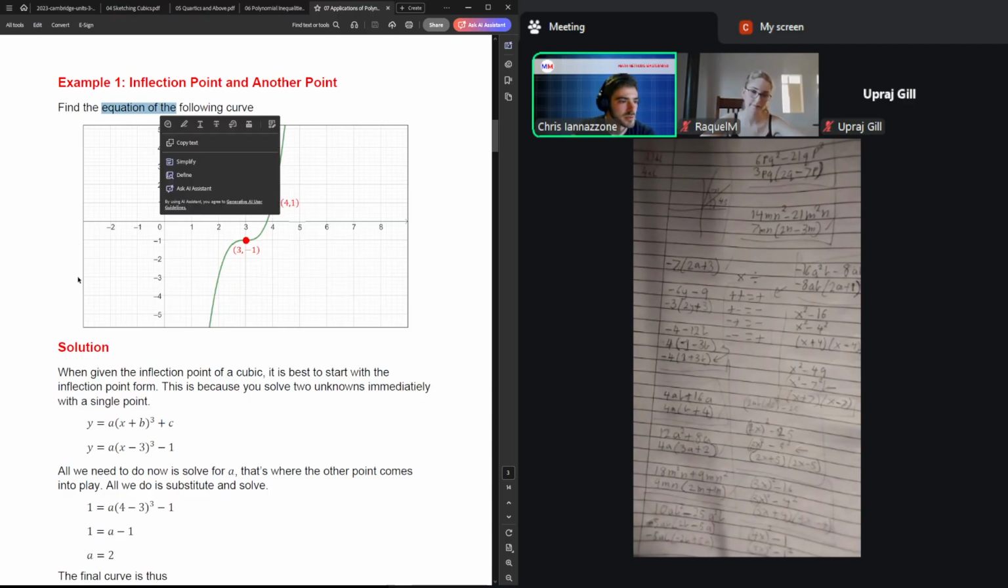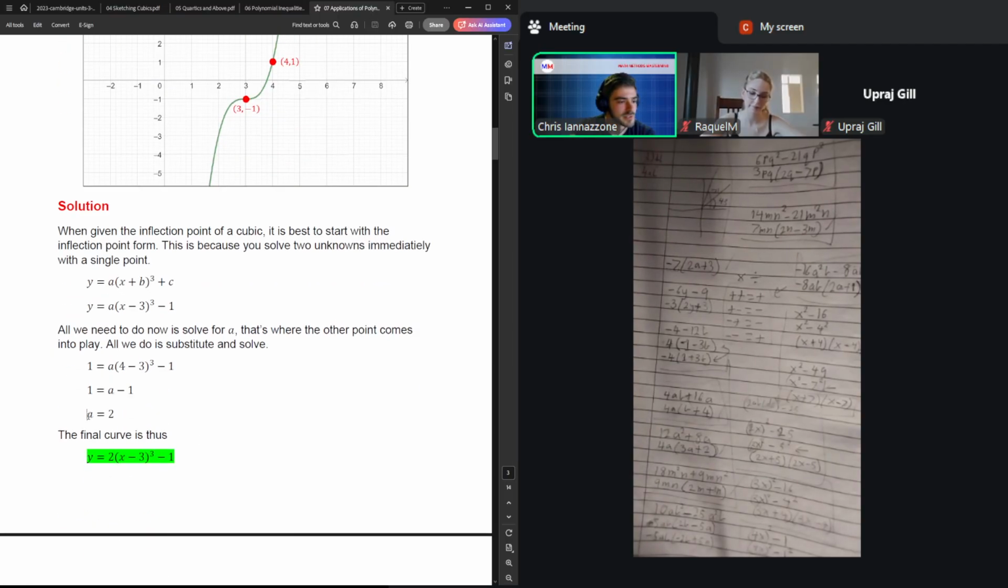This one was asking us for the equation, so we give the equation. If it's asking for a, b, and c, you would write at the end what a, b, and c are equal to.